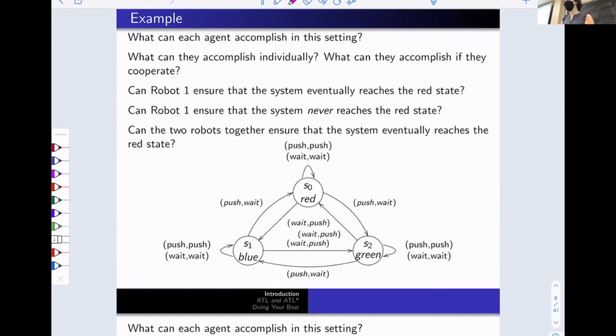Then you can wonder about what the 2 robots can do together. And if the 2 robots can cooperate and communicate and have the same goal, they can accomplish whatever they want. They can kind of control the whole system just by choosing the right sequence of actions.